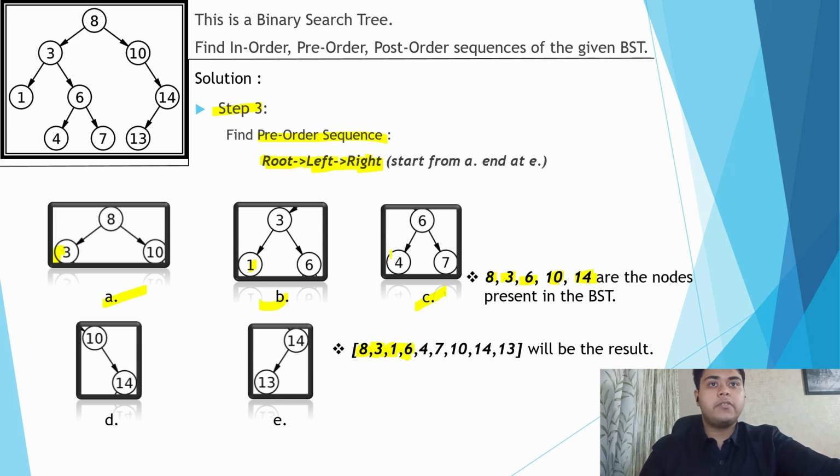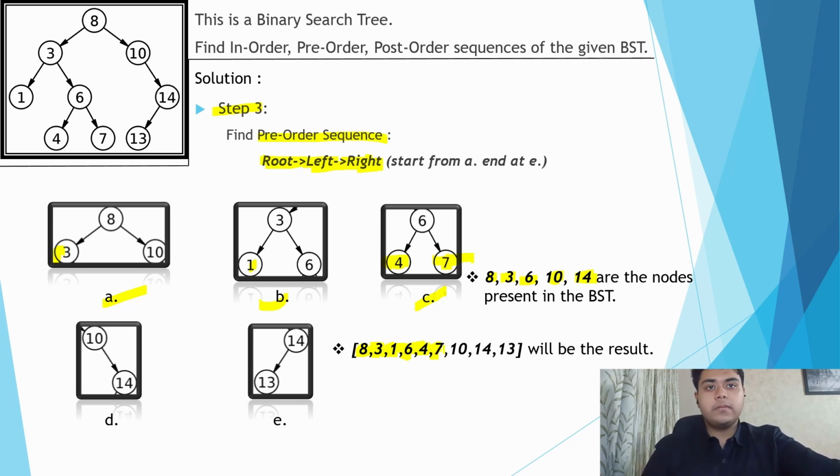Then left, what is left? 4 is left. Then right, what is right in C? 7 is right in C. 7 is right, 4 is the left. So first we wrote the root, then we wrote the left, which is 4, then we wrote 7, which is right.